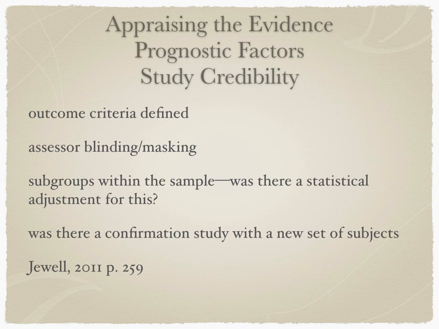Other things to consider: were the outcome criteria clearly defined? Was there assessor blinding or masking? Were there subgroups within the sample? And was there a statistical adjustment for this if there was? And finally, was there a confirmation study with a new set of subjects? Again, this is going to be unusual, but good studies may have that.